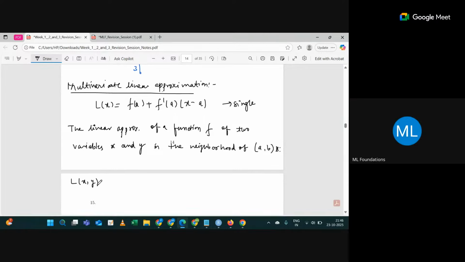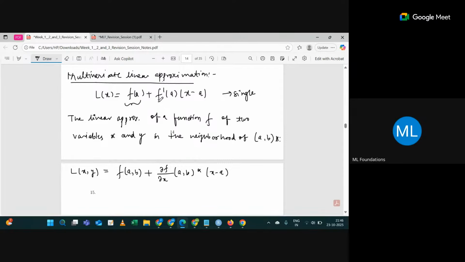So L of x comma y. This is f of a comma b. You can relate now. It was f of a comma b plus we have f dash of a, for single variables. What else can I write? Del f, the partial derivative at a comma b, into x minus a. So you can treat one derivative at point a. Now it's at a comma b and into x minus a.